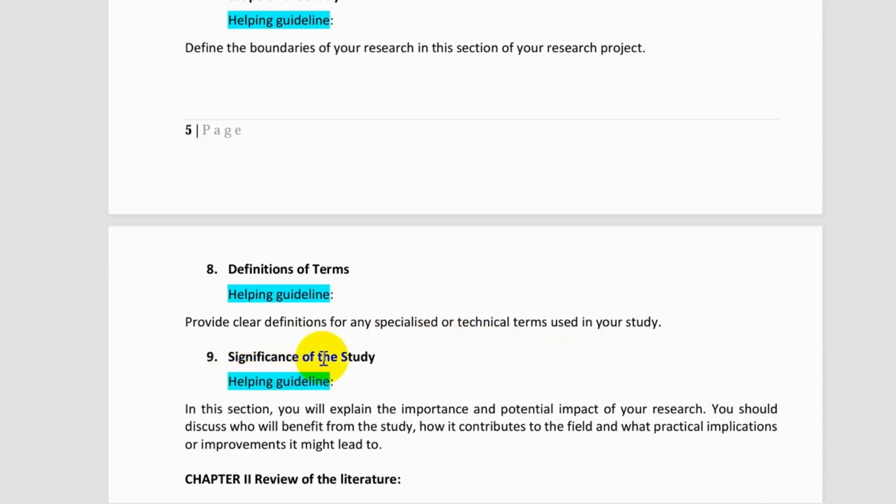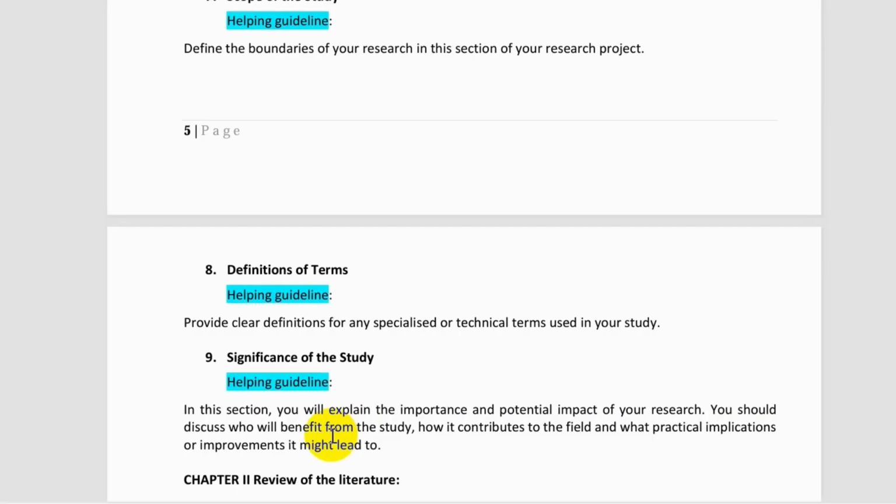Then there is the significance of the study. Significance of the study is the section where you need to explain the importance as well as the potential impact of your research. So in this section, you can add details like who will benefit from your findings, how does it contribute to the field, and what practical implications might it have, in a very effective and precise manner.